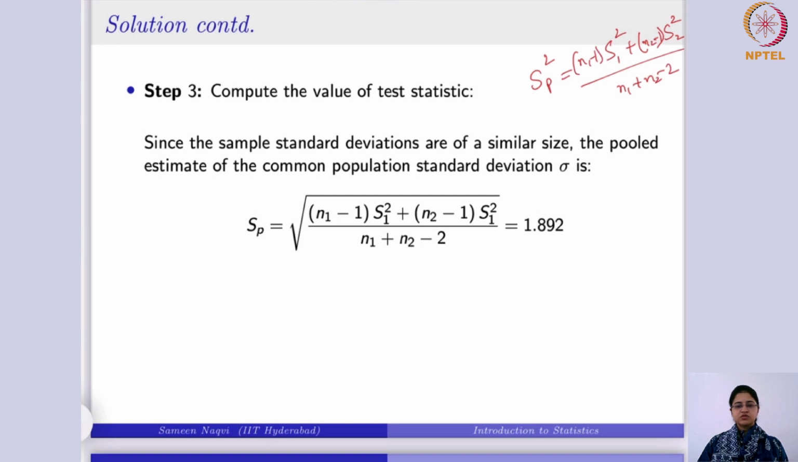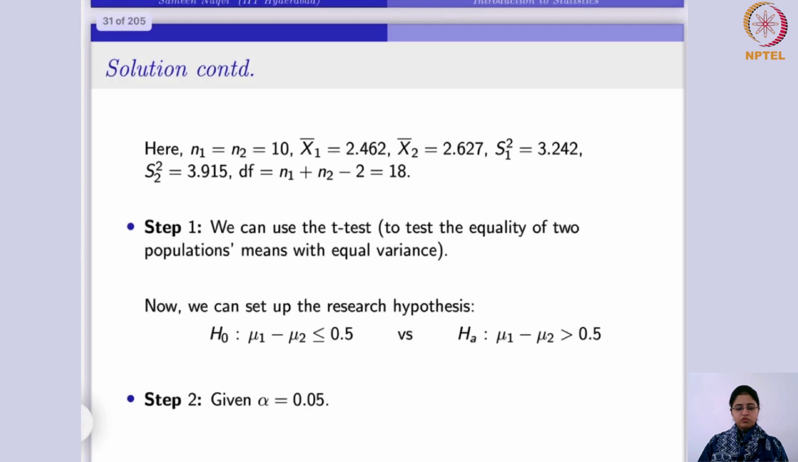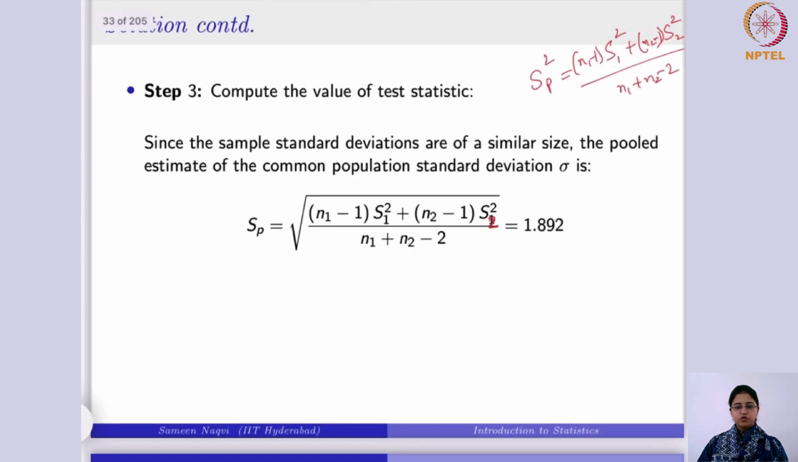Since your sample standard deviations are of a similar size, the pooled estimate of the common population standard deviation is this. If you substitute these values, where n1 and n2 are 10 and the sample variances are these, what are the values? This is 3.242 and 3.915. You can see that they are very close, right? And we have that rule of thumb also. So this pooled standard deviation comes out as 1.892.